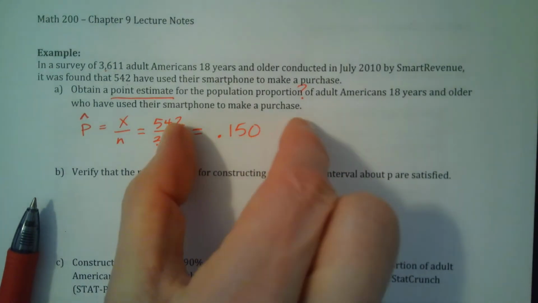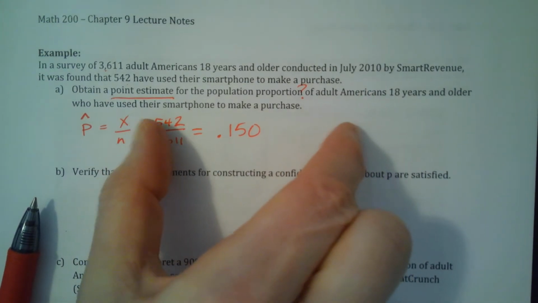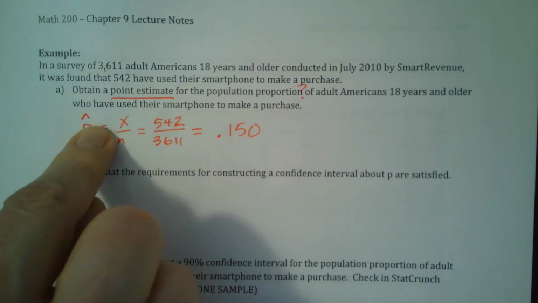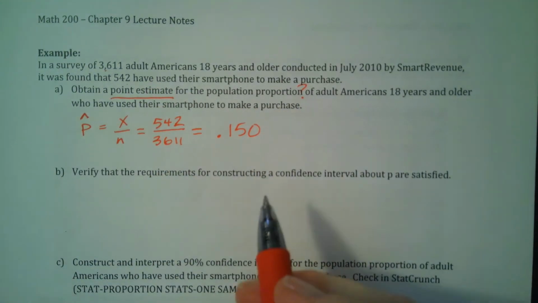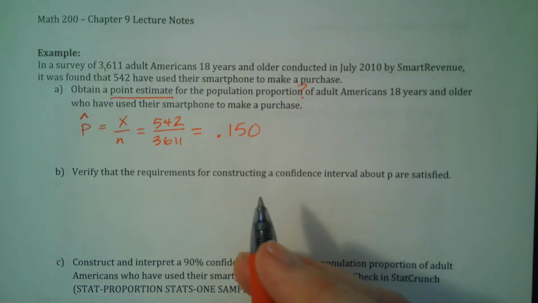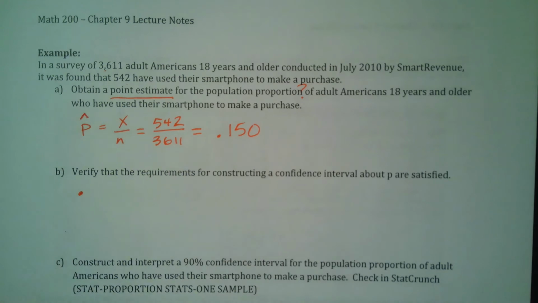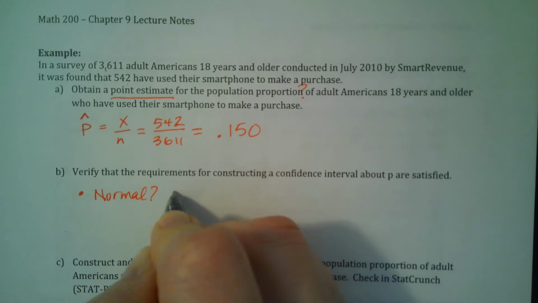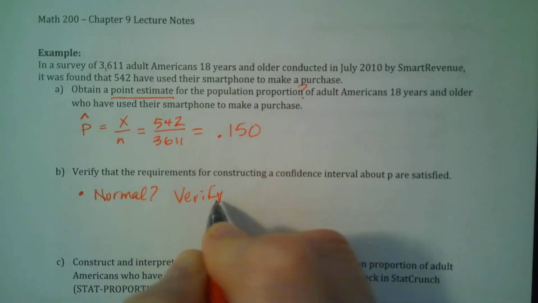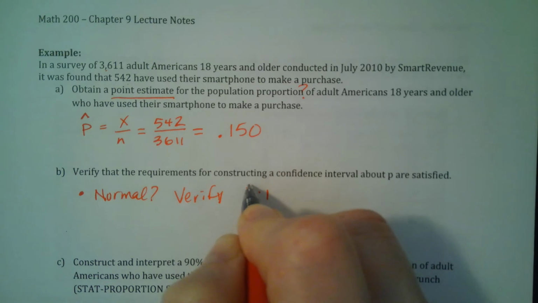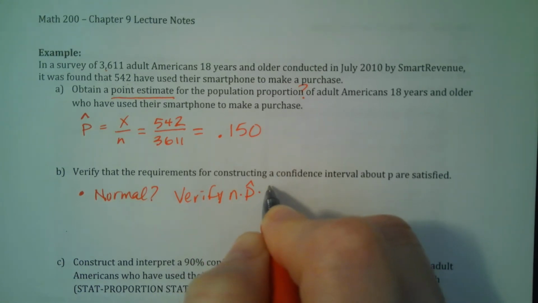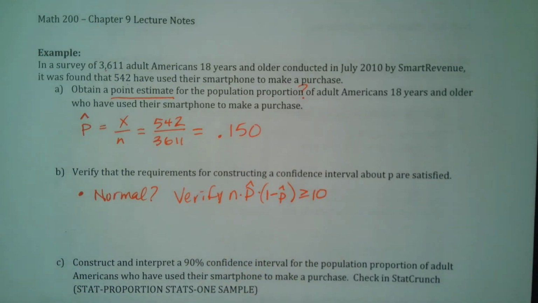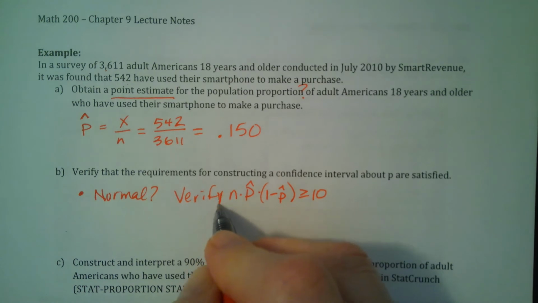So we have to create that range in which we think the population proportion lies. So what we've got to find now is the margin of error that we have to subtract and add to that number. But first we have to make sure that we've met all the requirements. We have to first decide, is the distribution normal? To make sure that the distribution is normal, we have to verify that n times p hat times 1 minus p hat is greater than or equal to 10. So we have to first verify that that is true.